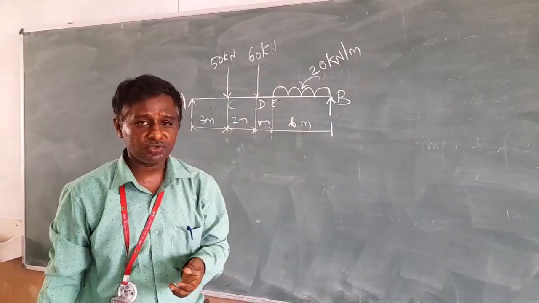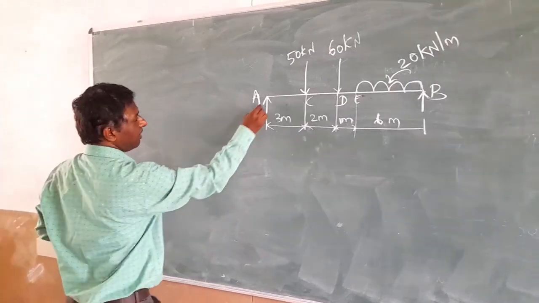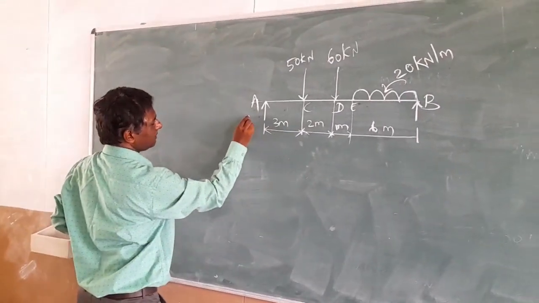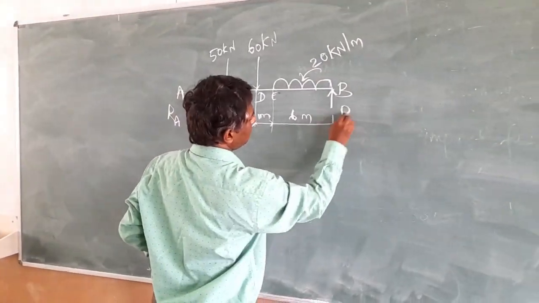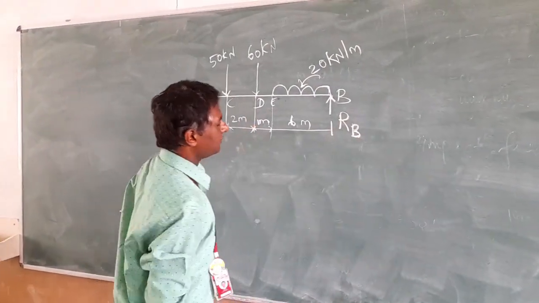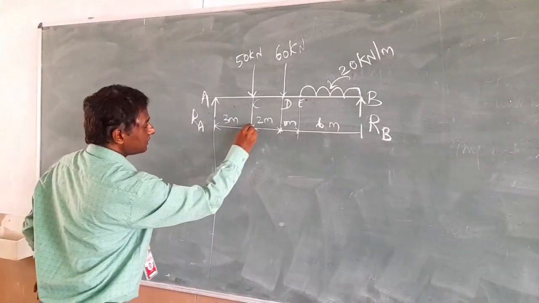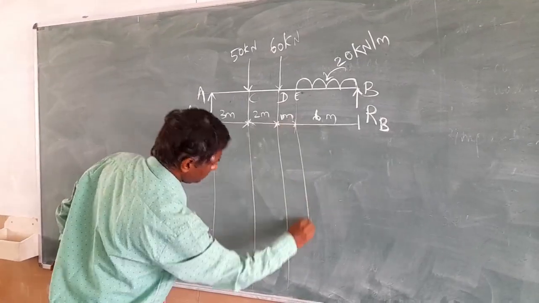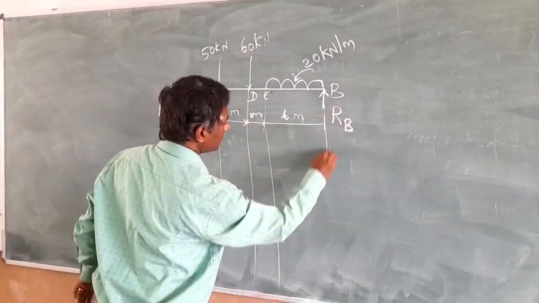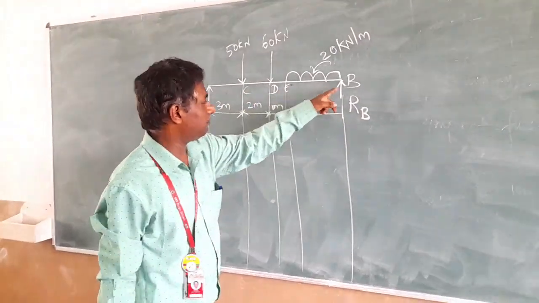Now, how do we find the support reactions first? We have support reactions at point A and B. Let's call them RA as well as RB. First, let's project here, to draw the shear force and bending moment diagrams, just extend. So we have points A, C, D, E, B.